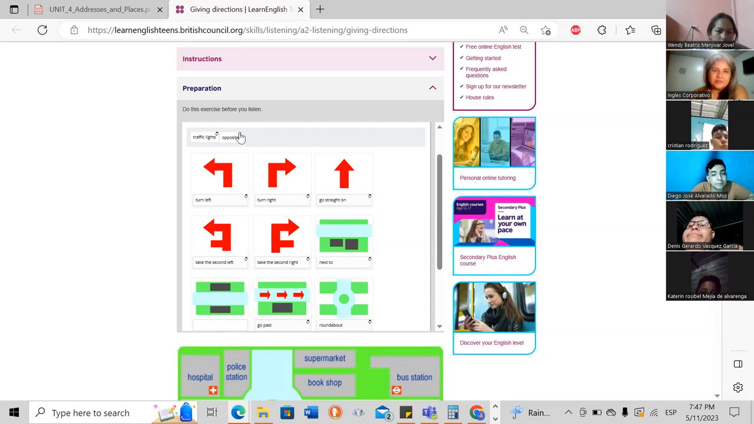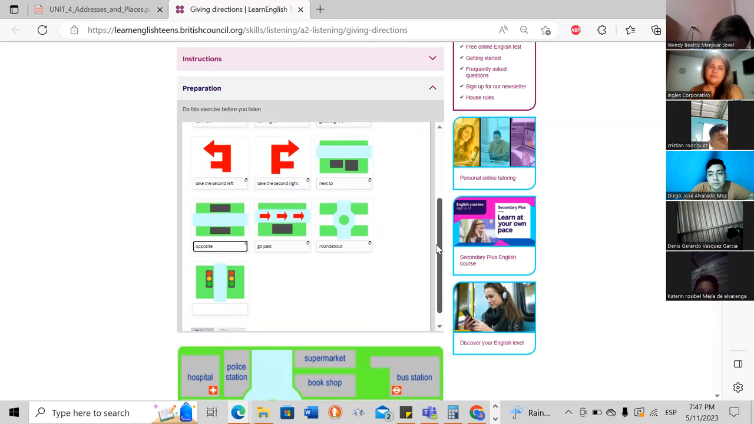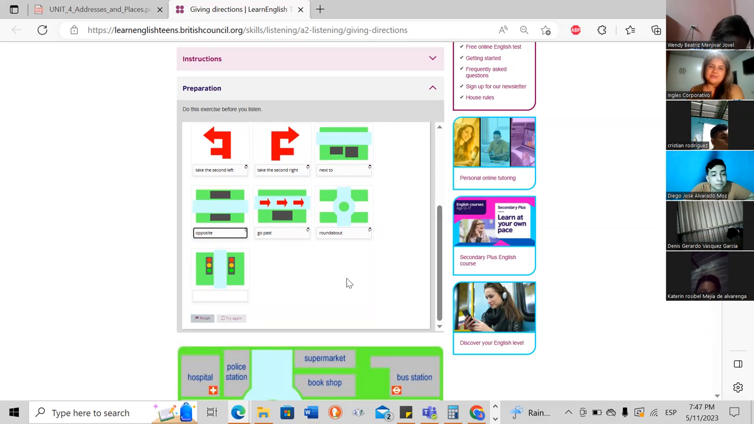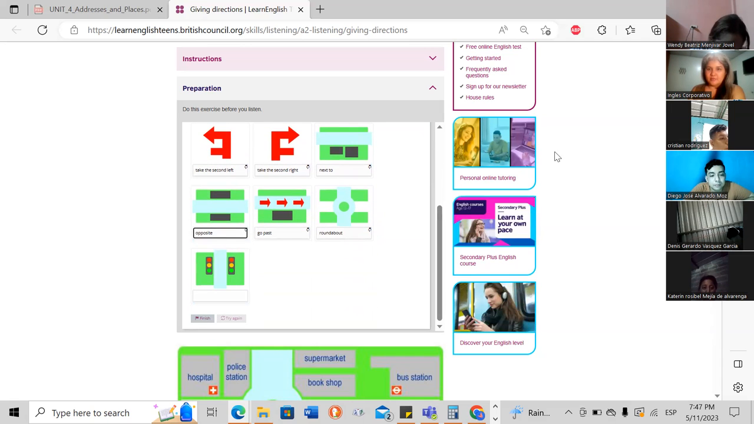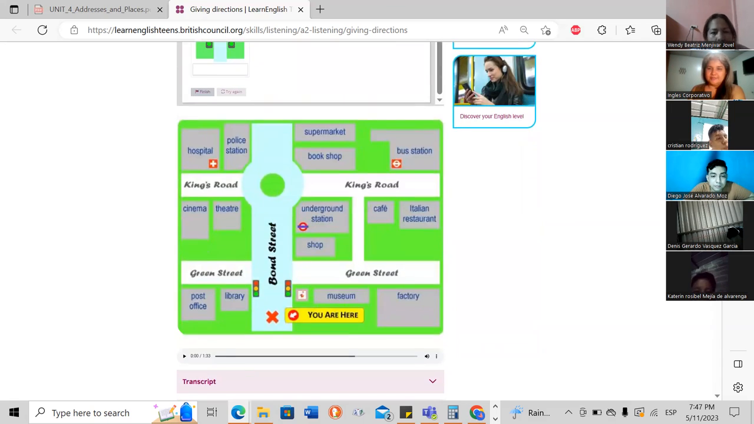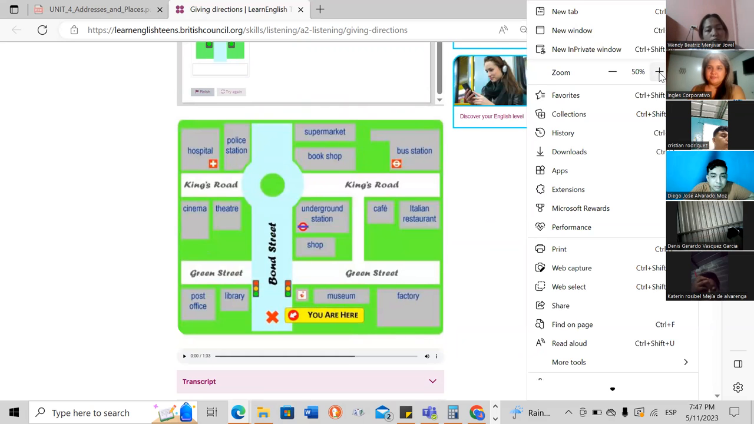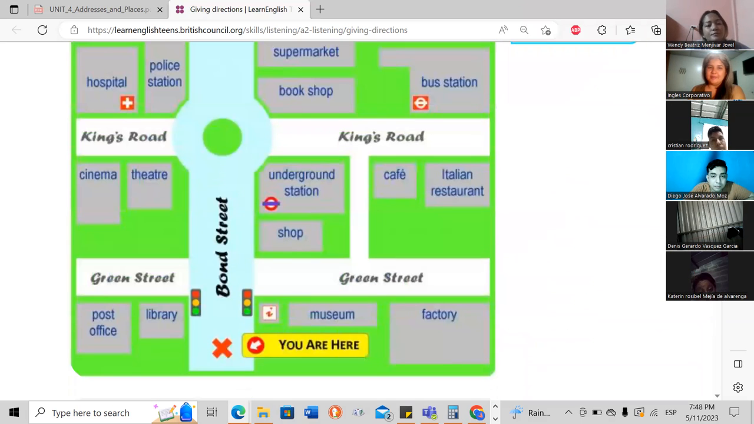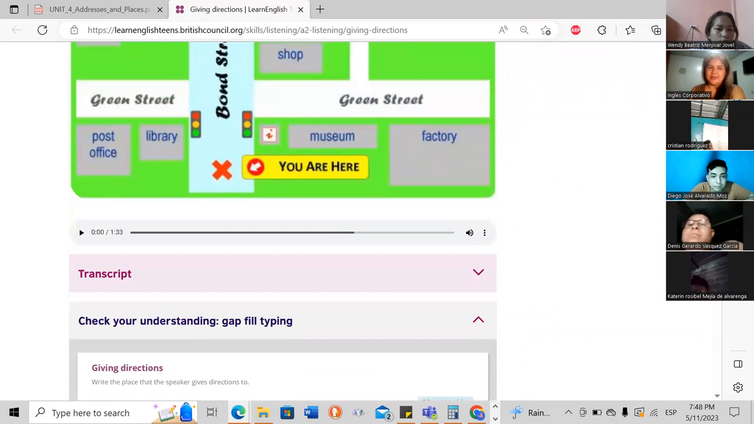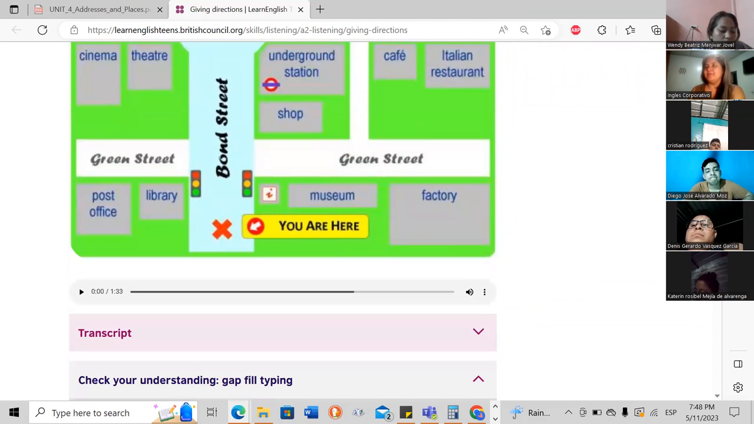opposite. Si lo fuéramos a dar una dirección, sería como across from, right? Ajá, pero también pueden decir opposite. Da a entender lo mismo. And this one is the traffic light. Okay. Okay, look at the map. Ya vimos el mapa. Now we're going to play the audio, okay? Vamos a poner el audio.